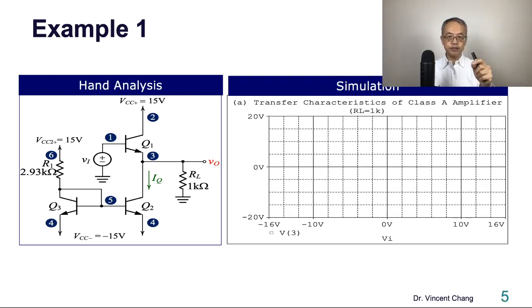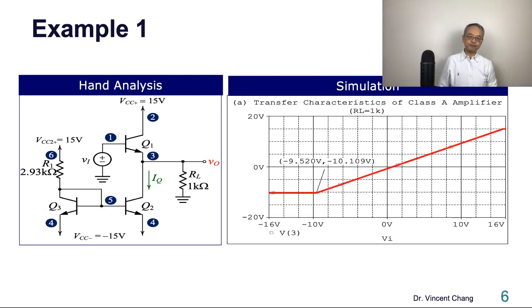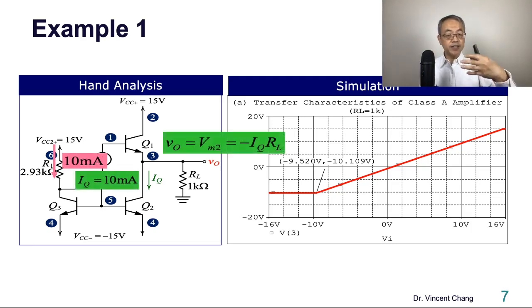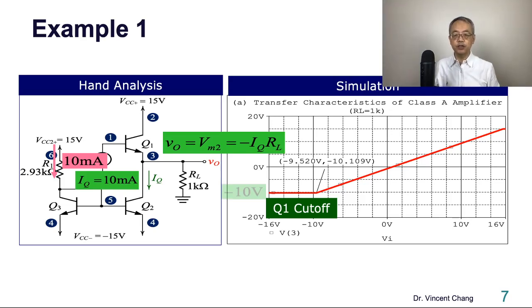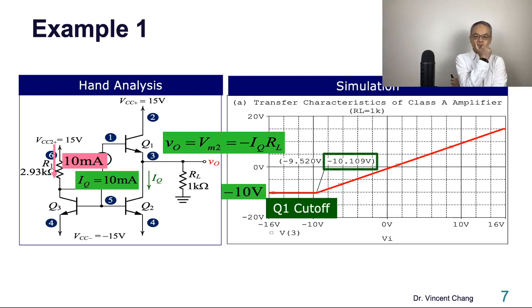Through the simulation, you will get this. You see, the negative saturation voltage is negative 10 volt. So why? I explained this in the previous video, right? It is limited by the cutoff of the emitter follower transistor Q1, so negative 10 volt. You see the linear region, the positive saturation region, and the negative saturation region limited by the cutoff of Q1.